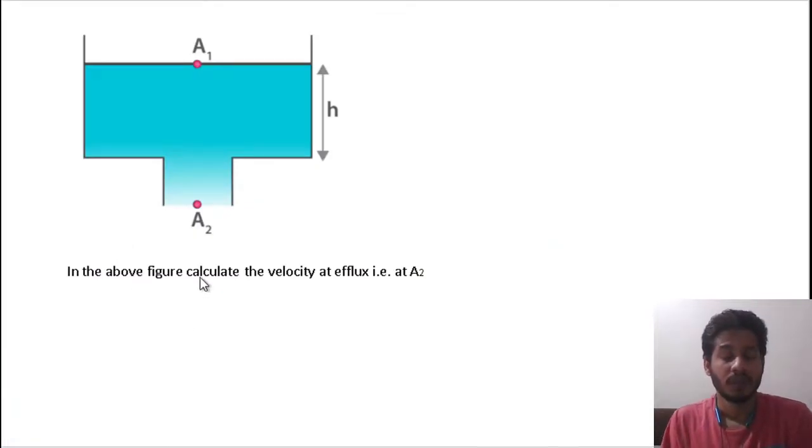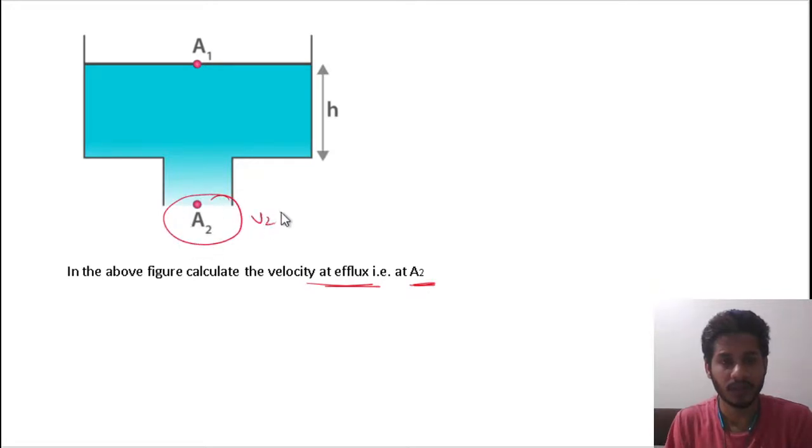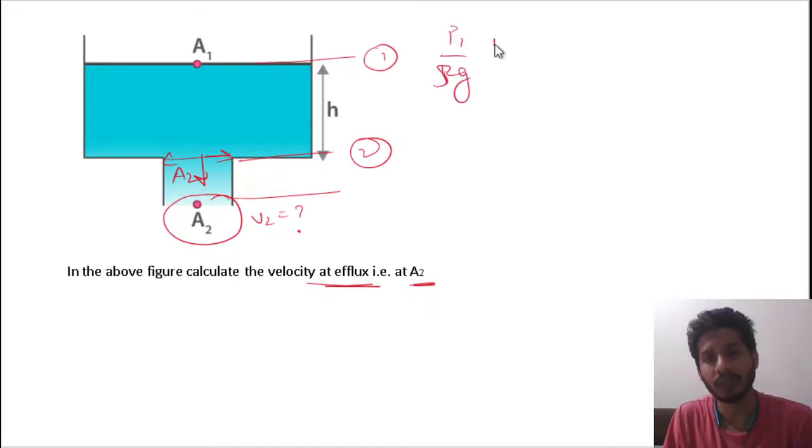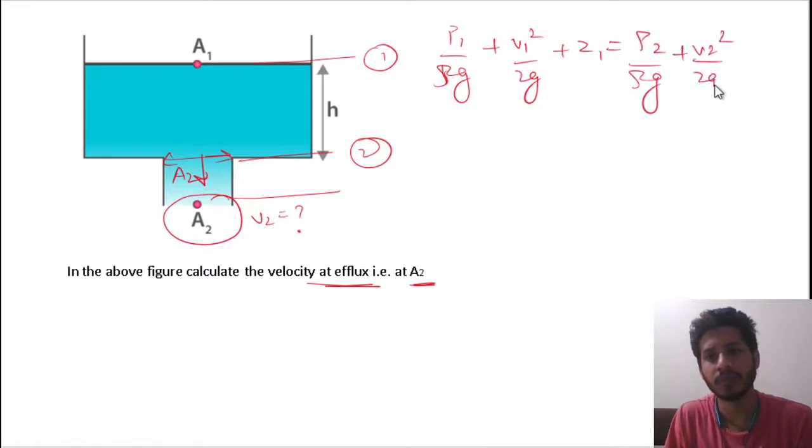We will be applying the Bernoulli equation to this tank. In the above figure, calculate the velocity at A2. We need to calculate the velocity V2. Consider this as section 1 and this as section 2, because here the area is also A2. So we apply the Bernoulli equation at points 1 and 2: P1 upon rho g plus V1 square upon 2g plus Z1 is equal to P2 upon rho g plus V2 square upon 2g plus Z2.